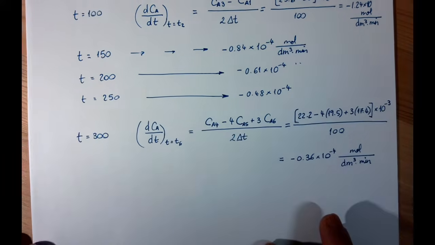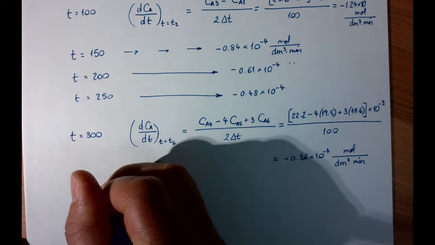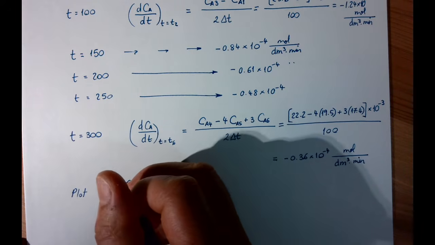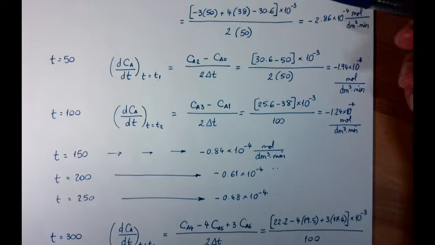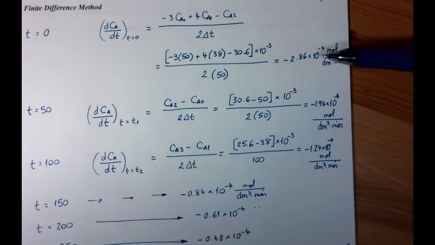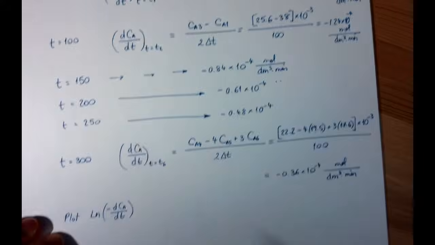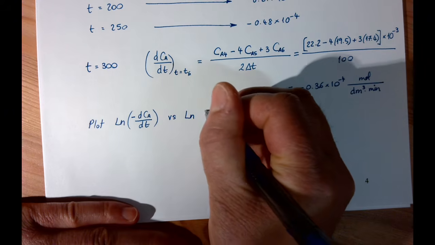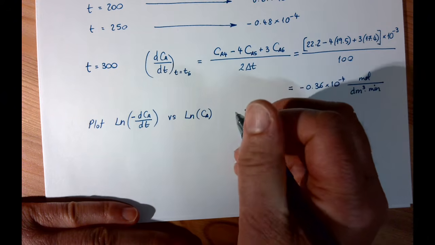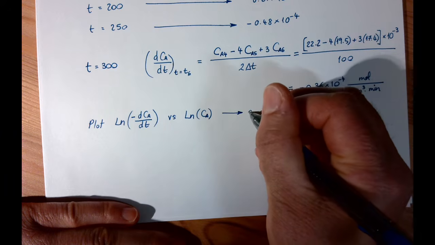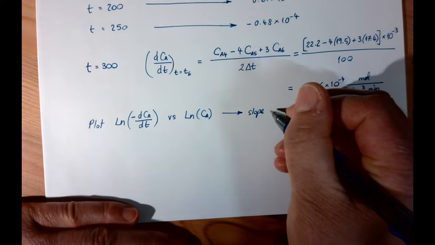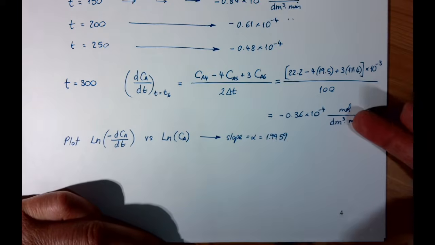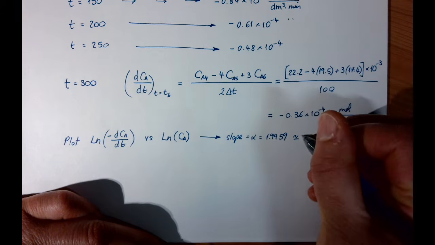And then with these points, you would plot the natural log of minus dCA dt for the values of dCA dt that you have obtained here, all these points, this one, this one, this one, and all of these. You'd find their natural log and plot versus the natural log of CA. And from there, you should get a slope of 1.9959 with the numbers that I have here, which again is very similar to 2.